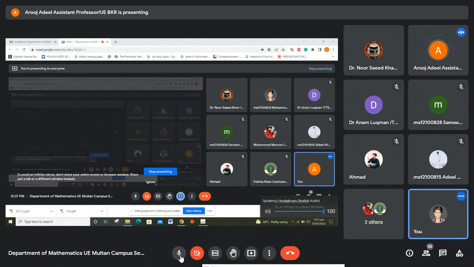No, it can be different according to the choice of decision maker. There is no condition that the decision makers, or you can say the alternatives or the criteria, must be equal. They can be different.